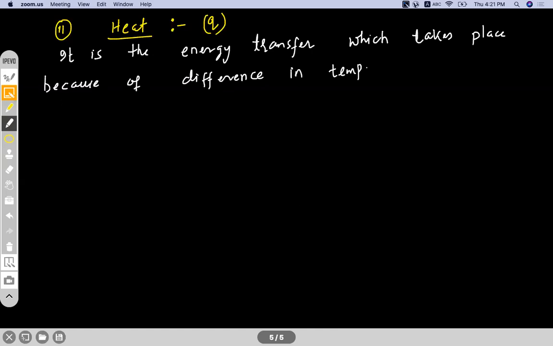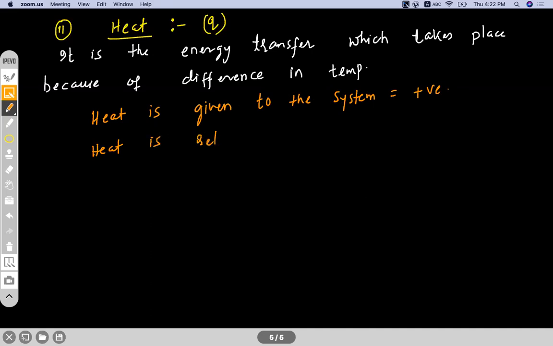We also have a convention over here, like we have in work. Heat is given to the system, means if the system is absorbing heat, heat given to the system is positive, always. And heat is released by the system, when the system is releasing heat, it is negative. That is the assumption we have. Assumption, you can say, convention, you can say anything.